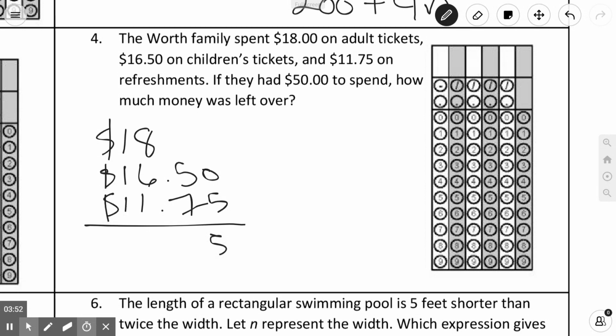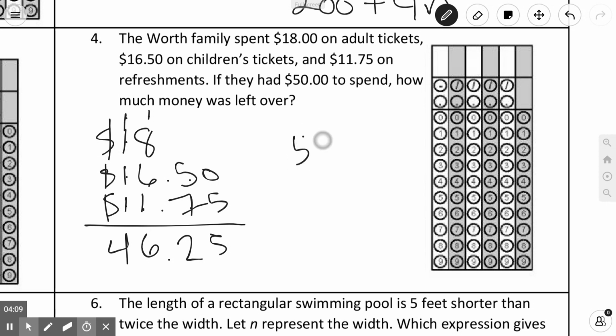So I've got 5, 0 plus 5 is 5. 5 plus 7 gives me 12. 2 down, carry the 1. This is 8 plus 1 is 9. Plus 6 is 15, carry the 1. And 1 plus 1 plus 1 plus 1 is 4. So that's $46.25.